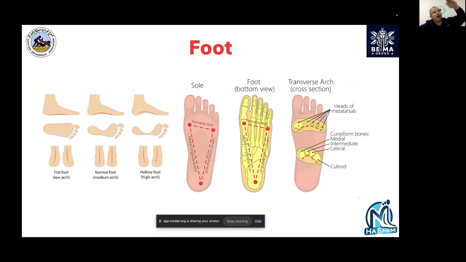If you have a flat arch, you're loading the whole foot. Firstly, you put pressure on points which are not adapted to take pressure.